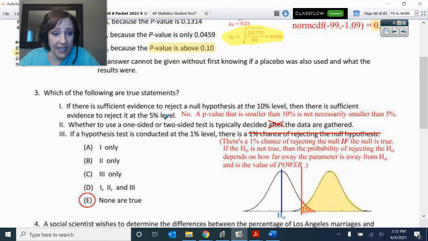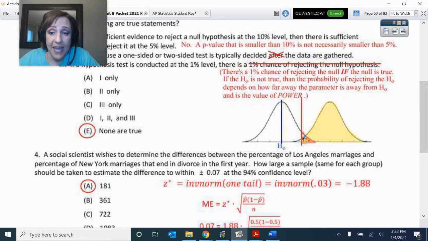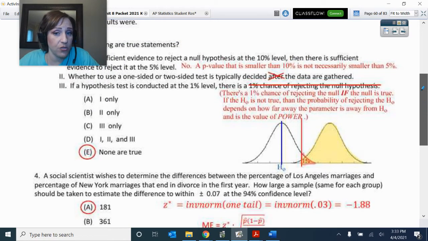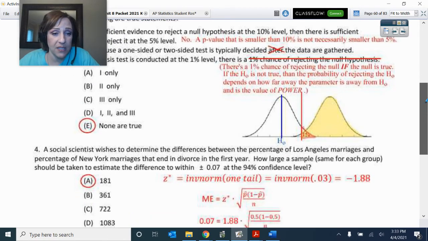And then here, the hypothesis test conducted at the 1% level does not mean that there's a 1% chance of rejecting the null. Now, yes, that would be the case if the null is true. But if the null is not true, then all of this yellow area is the probability of rejecting the null. And you don't know how much that is. That's called power. Okay? So number 3 is true if the null is true, but it's not necessarily.